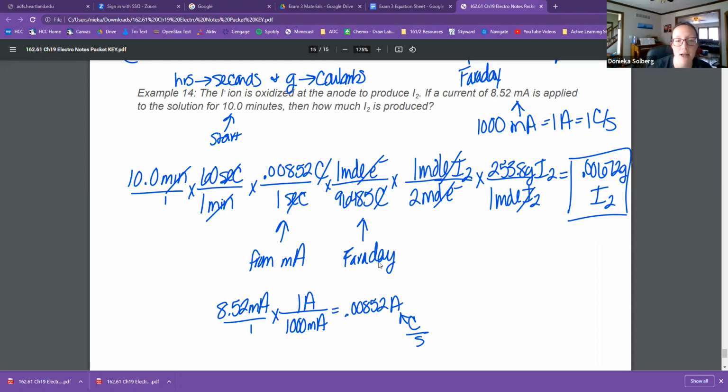So kind of the key takeaway here: use your conversions. Start with a single unit if you have one, instead of one that is like a rate, like this per this. And Faraday's constant is what you should use to get away from coulombs or away from electrons.